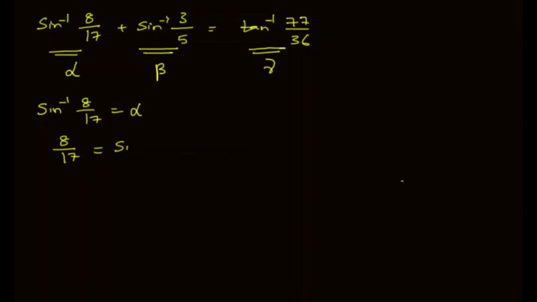So this becomes sine alpha: 8 by 17 is equal to sine alpha. Likewise, if I take sine inverse 3 by 5 equals beta, 3 by 5 would be equal to sine beta. We won't do anything with the right hand side. We will try to get to the right hand side using the left hand side. All right.